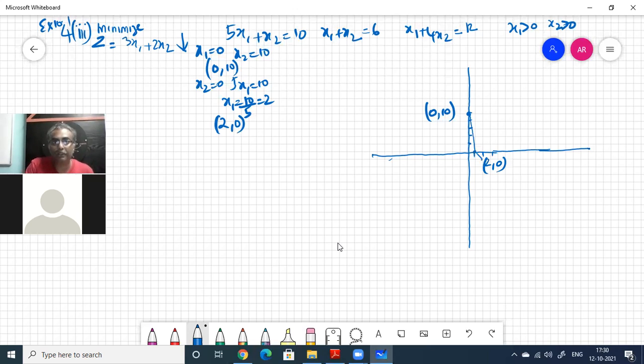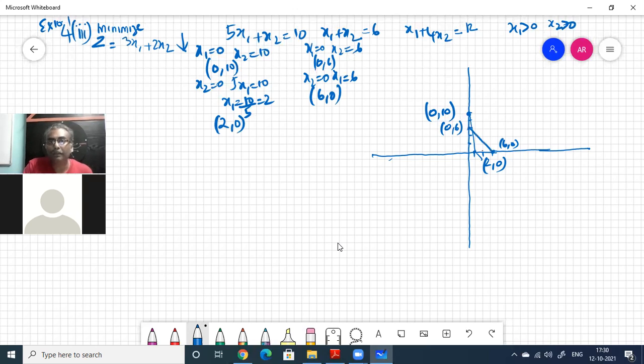Then the next line is x1 plus x2 equal to 6. Let us take x1 equal to 0, x2 becomes 6, so (0, 6) is the first point. Then take x2 equal to 0, in which case x1 equal to 6. So we have (6, 0) as the point. So (0, 6) to (6, 0) will go like this. This is the second line.